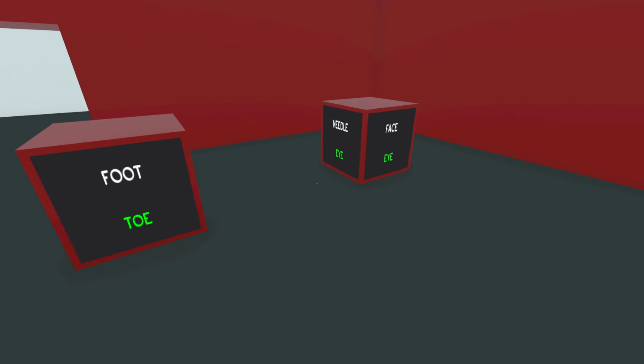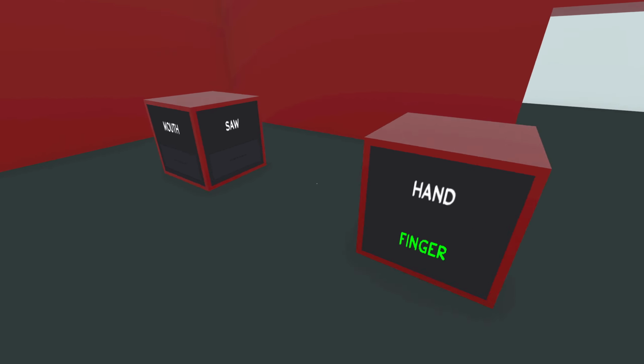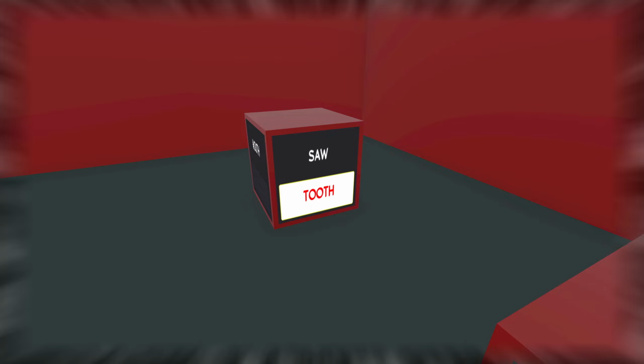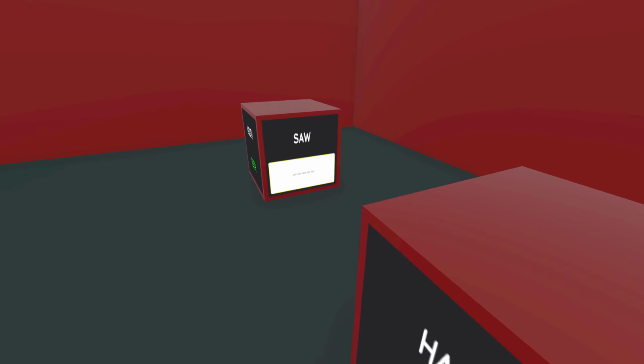Opposites, foot, toe, needle, eye is not an opposite, it's just a thing that exists within it. Hand has a finger. Saw has a tooth. No. Blade. Bite. Heard. No. Touch. Mouth. Teeth. Okay. Saw. Eyelids. Saw. What could we see? Saw. Not sure on that one.